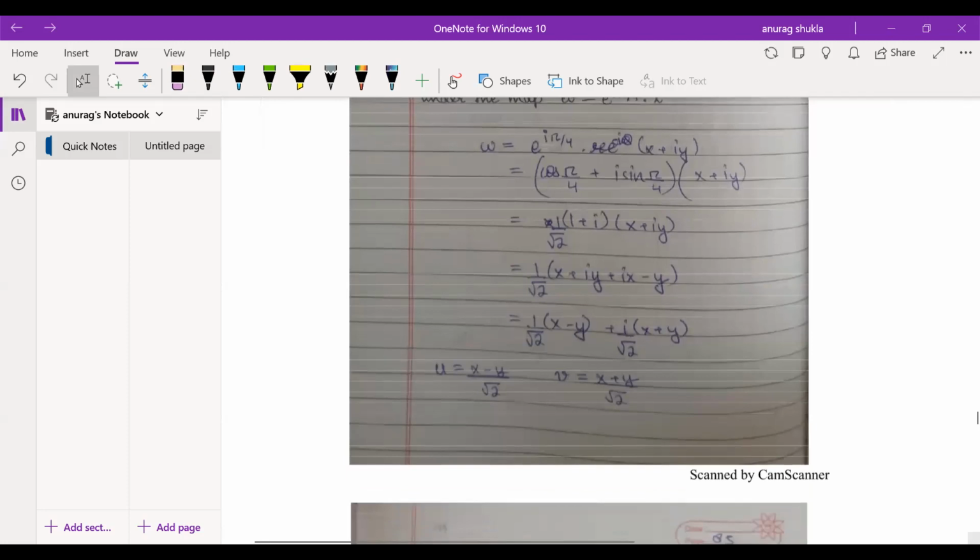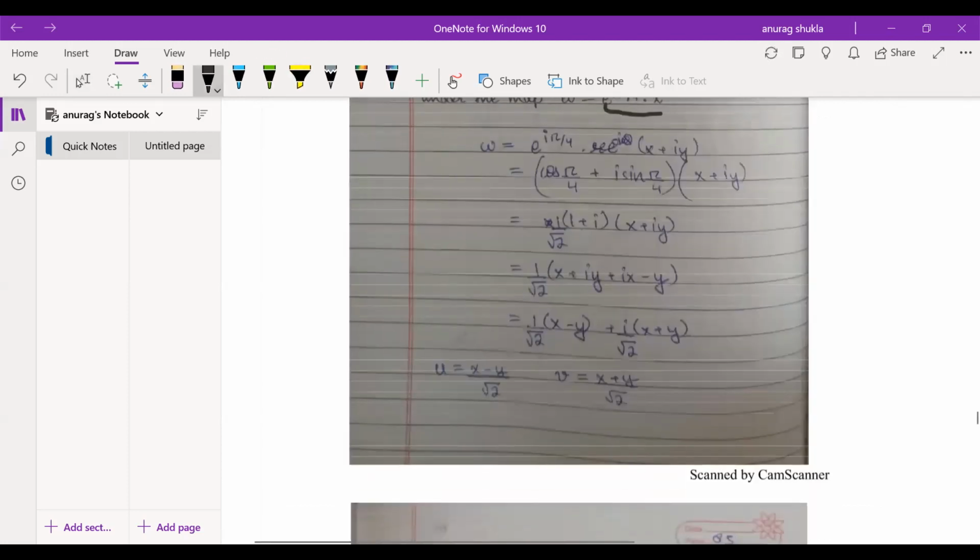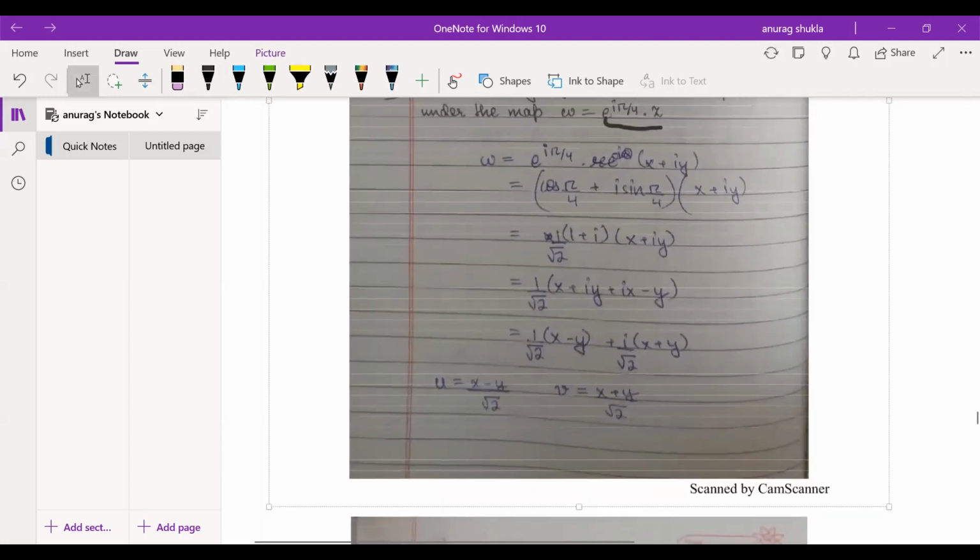So let's see the previous example. Find the image of the previous example, a rectangle with vertices 0, 0; 1, 0; 2, 1; 0, 2, in the W plane under the map e to the power i pi by 4 into Z. Now put the value here. So W equals e to the power i pi by 4 times Z, where Z is x plus iy. We already know this is the way to tackle it.